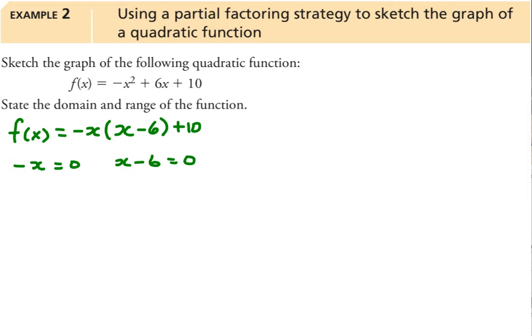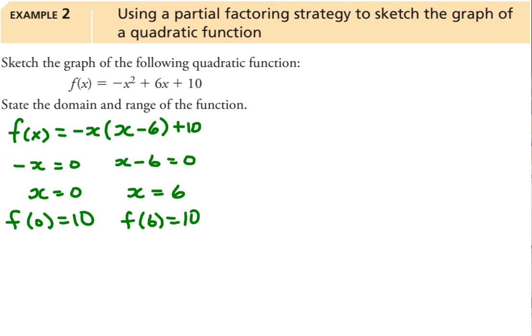we make each one of those factors equal to 0. So we have negative x equals 0, and of course that means that x equals 0. We have x minus 6 equals 0, and that would mean that x would equal 6 because we add 6 to both sides. So from there, that gives us some points. It gives us that f of 0 equals 10 and f of 6 equals 10. So the points would be (0, 10) and (6, 10). That would be our points.